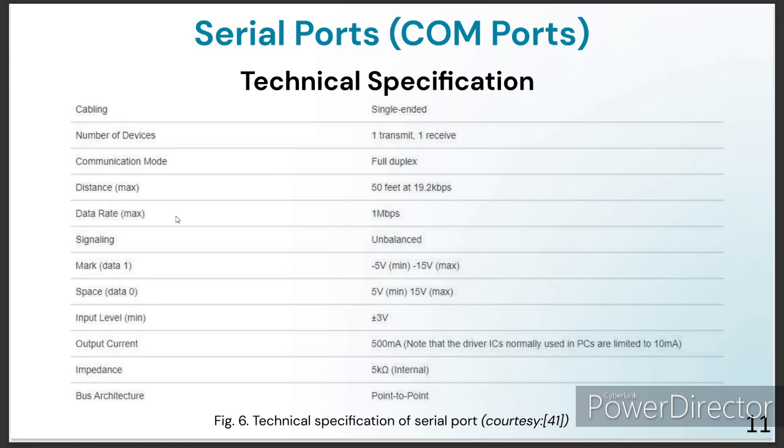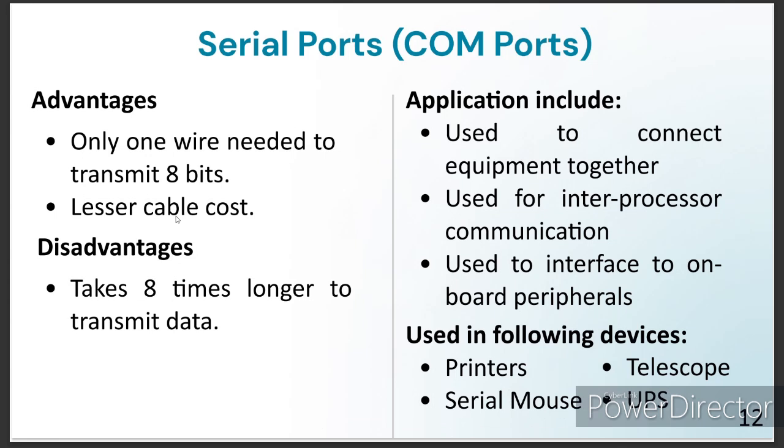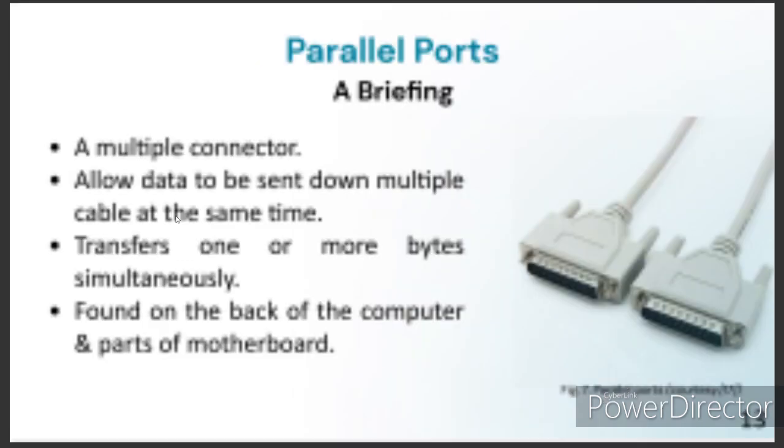These are the technical specifications of serial port. Cabling, single-ended, number of devices, one transmit, one receive, communication mode, full duplex. Advantages: only one wire needed to transmit 8 bits, lesser cable cost. Disadvantages: takes 8 times longer to transmit data. Applications include used to connect equipment together. Used for inter-processor communication. Used to interface onboard peripherals. Used in the following devices: printers, telescope, serial mouse, UPS.